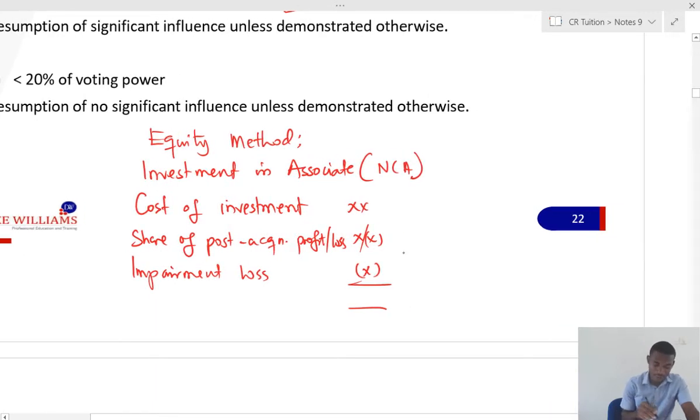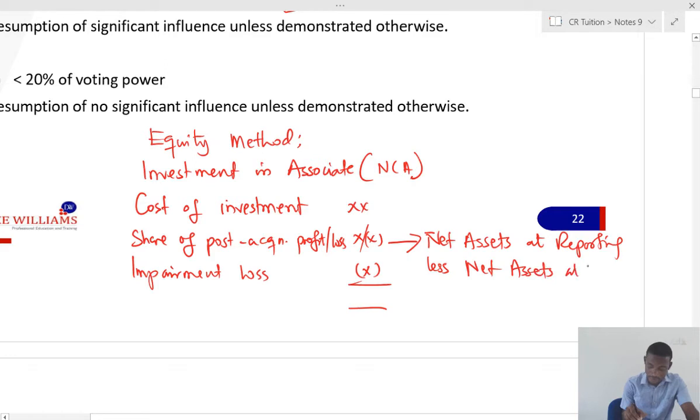Now, the share of post-acquisition profit is the same as the difference between the total net assets at reporting date less net assets at acquisition.